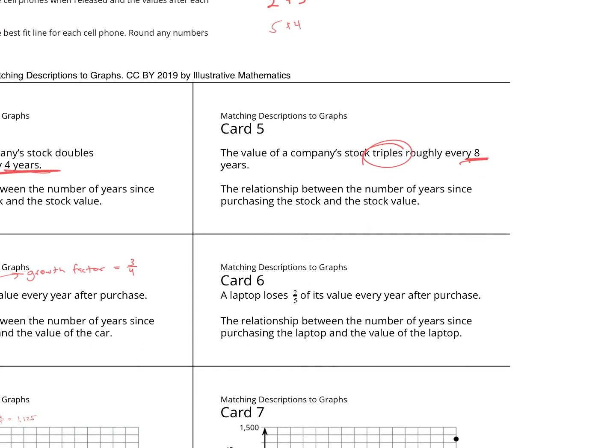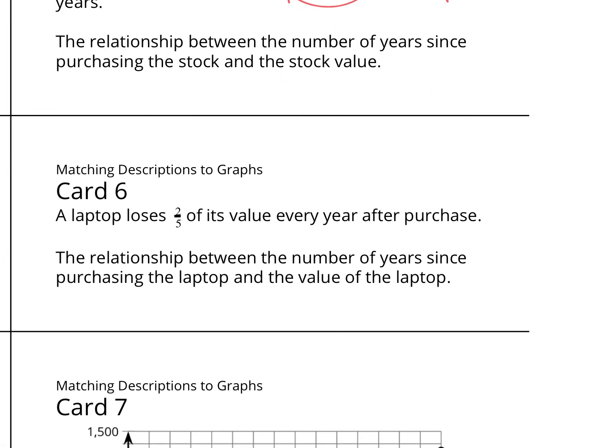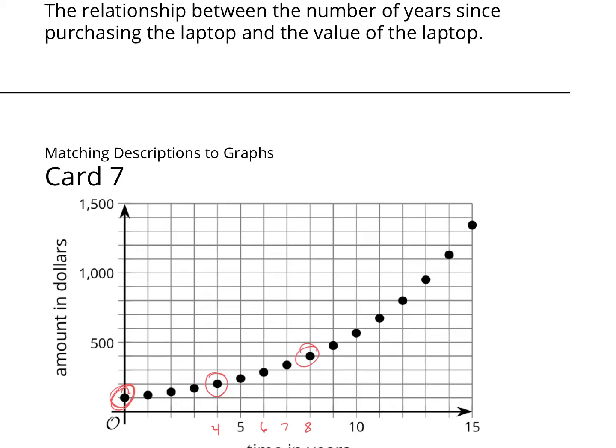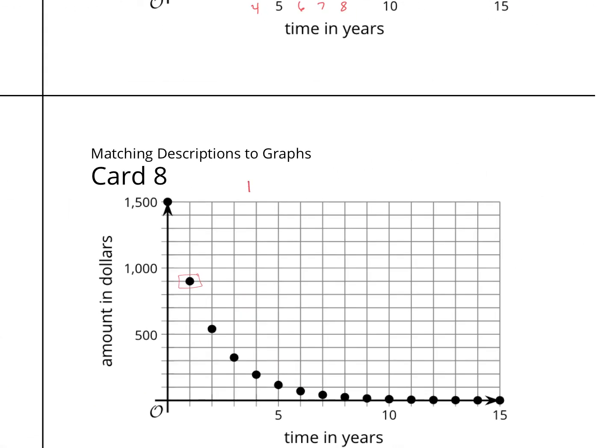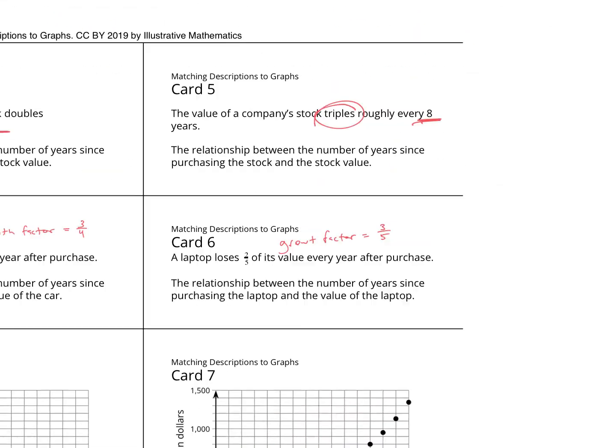And then obviously the last two cards will match, but let's just double check just to make sure we're understanding how to look at the graphs. So it says a laptop loses 2/5 of its value every year. So if it loses 2/5, that means the growth factor is 3/5. And if we go down to card 8, if we do 1,500 times 3/5, we get 900, which we do see that year 1 is $900. So our last match is card 6 and 8.